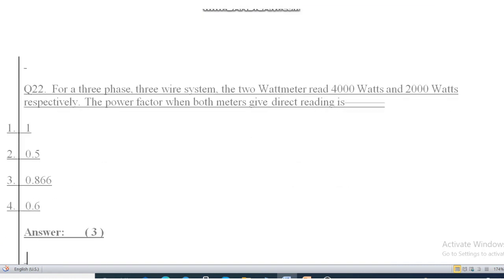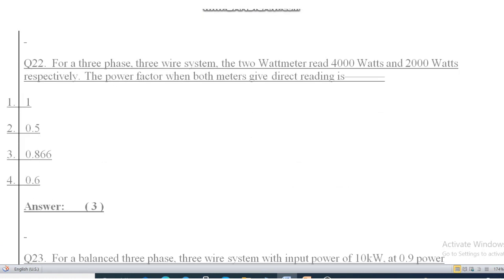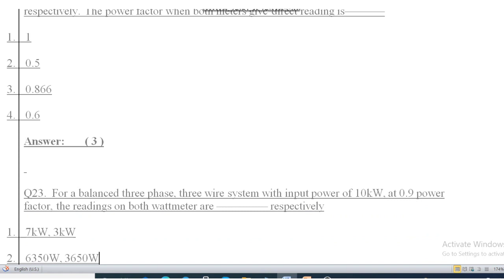Then question number 22: For a three-phase, three-wire system, the two wattmeters read 4000 watt and 2000 watt respectively. The power factor when both meters give direct reading is 0.866. That means third is the correct option.